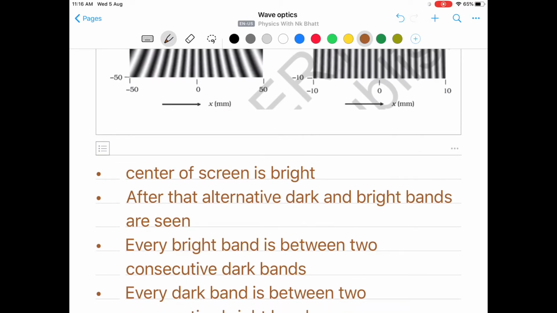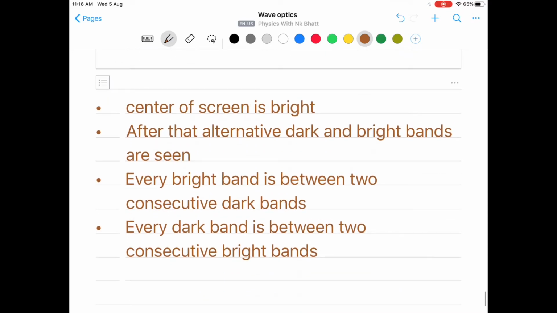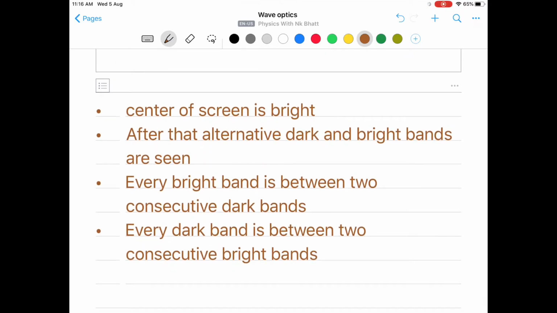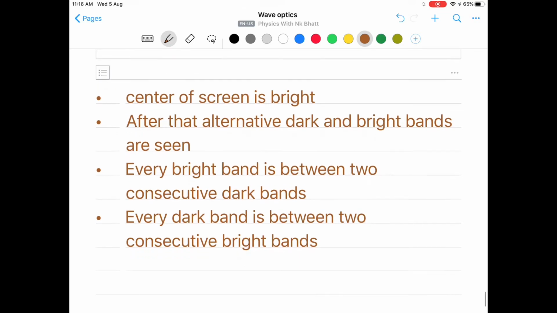So this is the brief illustration of the fringe pattern or the band pattern obtained on the screen, and you can see the center of the screen is bright. After that center, alternate dark and bright bands are seen. Every bright band is between two consecutive dark bands, and every dark band is between two consecutive bright bands.